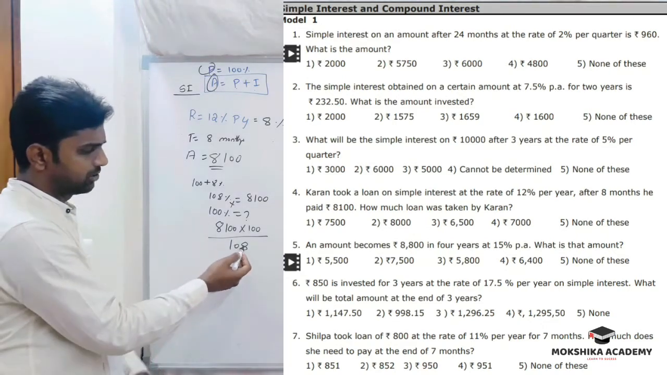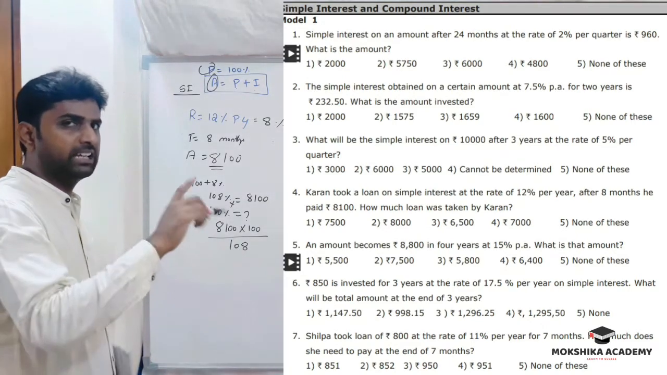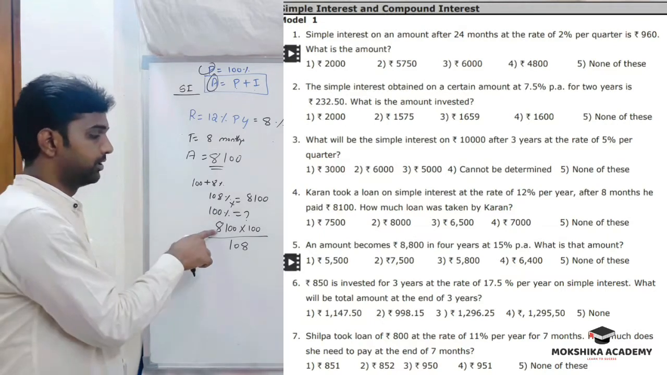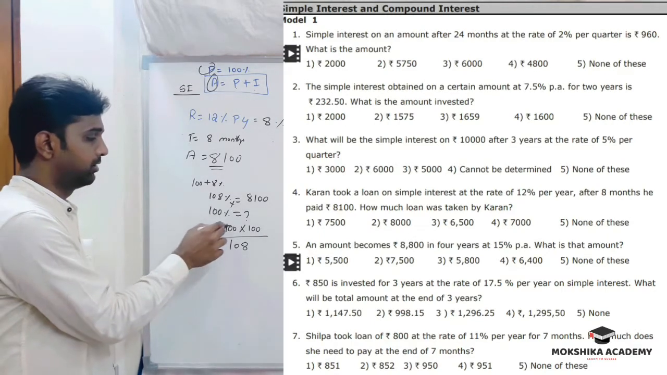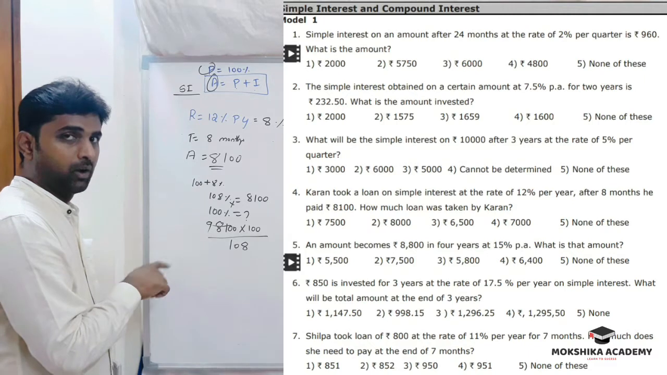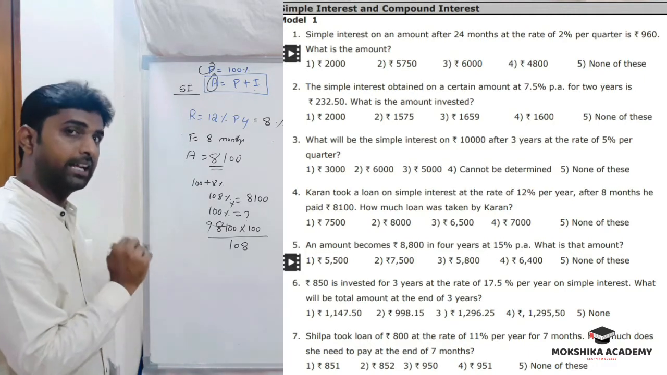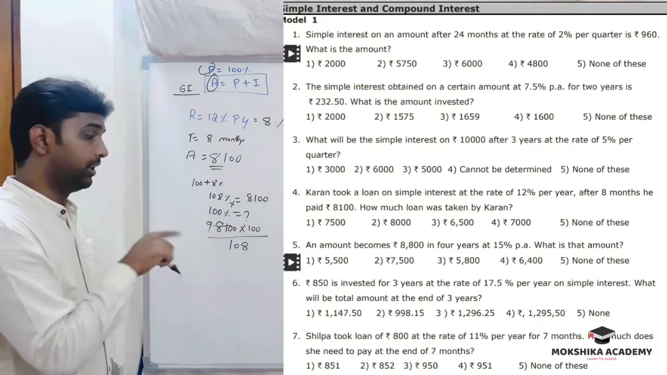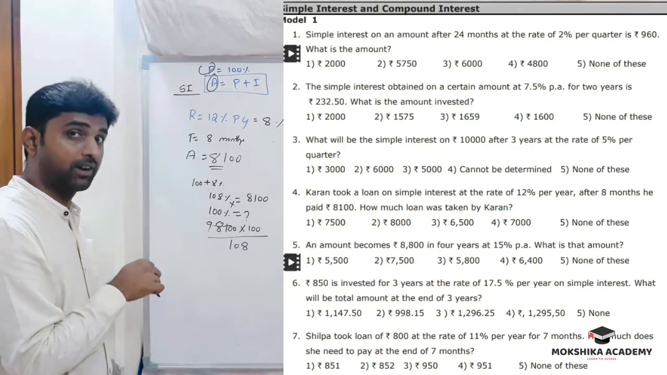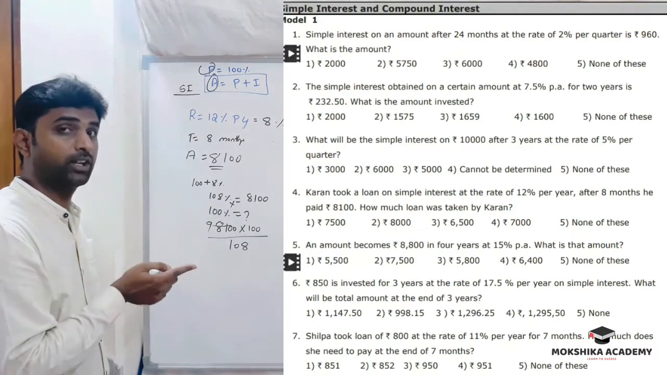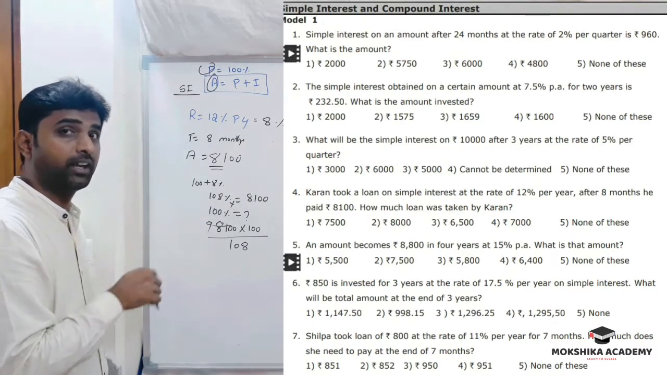You can divide this one. 108, see, it can be divided by 9. Since 81 is divisible by 9, 9 9s are 81, so 108 will divide. No, check. 9 10s are how much? 90. How much more is there? 18. Does 18 divide by 9? Yes. 9 2s are how much? 18. 90 plus 18 is 108.